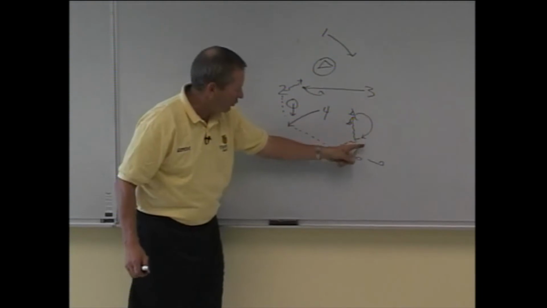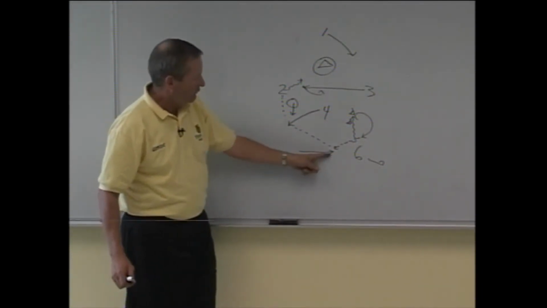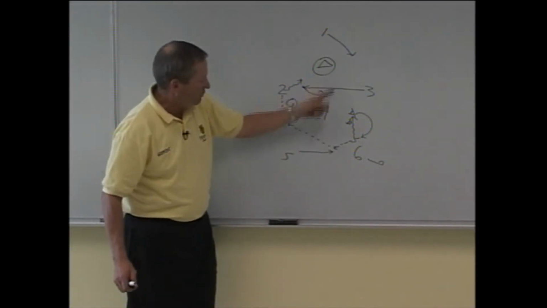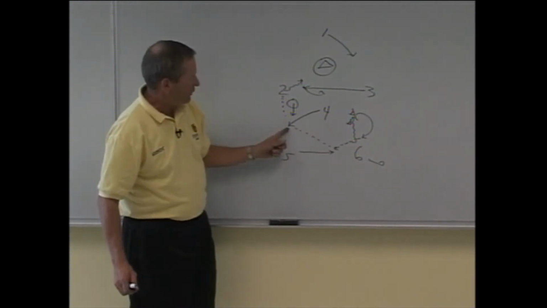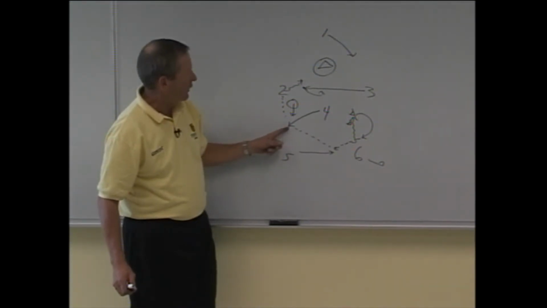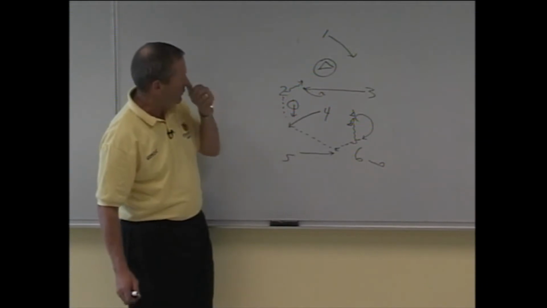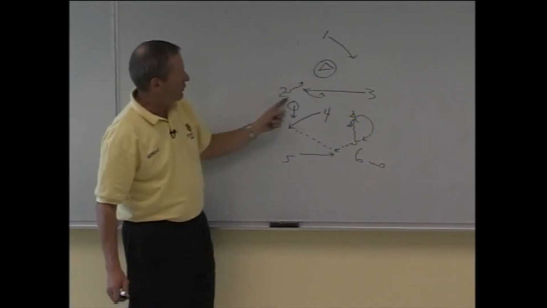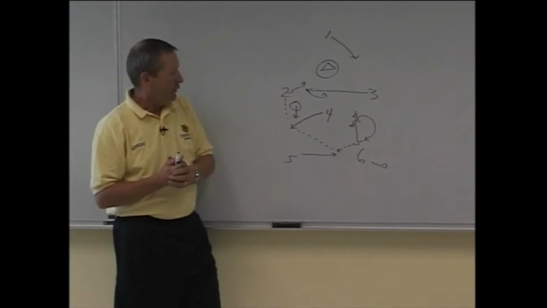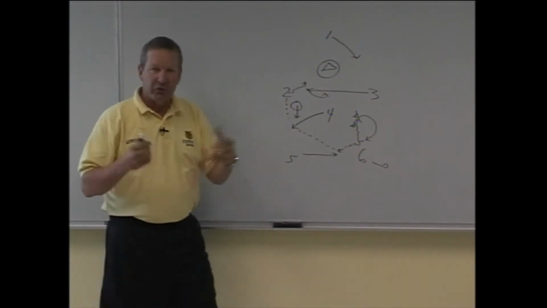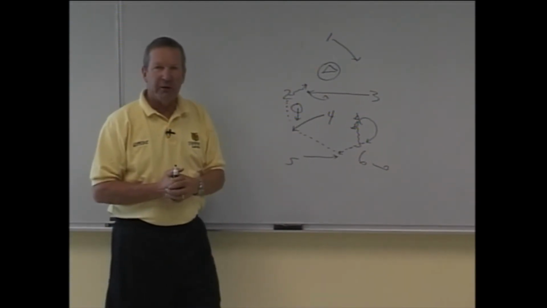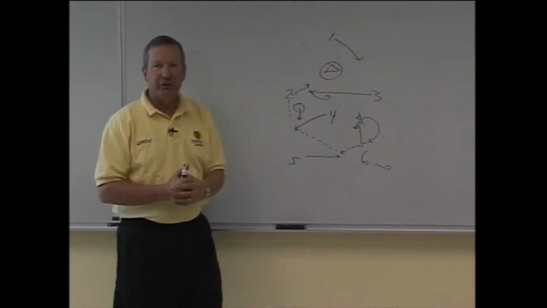If he uses his 4th and rolls back to hit 5, 5 now has the option of catching and going to the goal, of catching and throwing to 4, and then 4 has the option of shooting or passing to 2. 2 has the option of shooting or looking for somebody else who's open. So let's go down on the field and run through these now live so that you get a better idea, from the blackboard to the field.